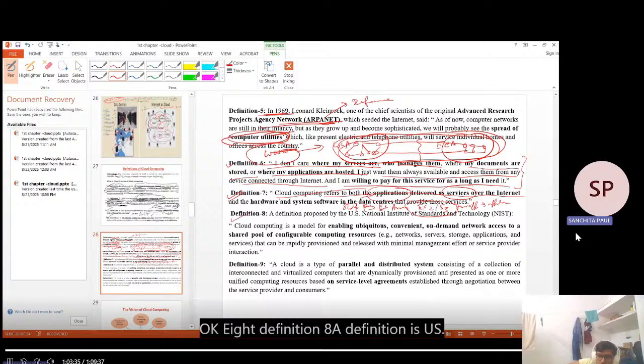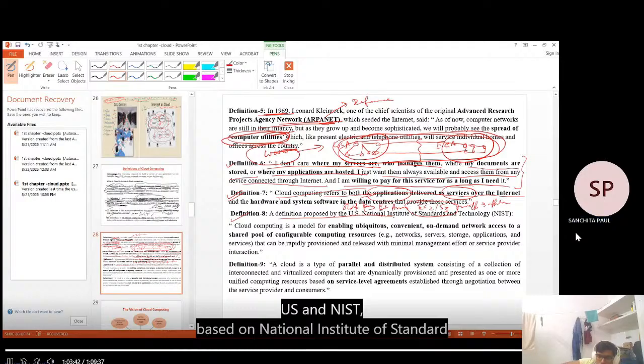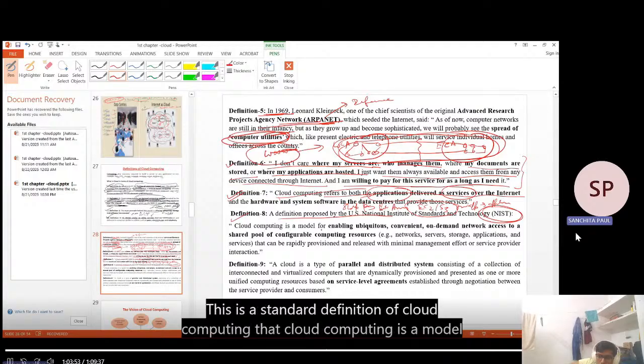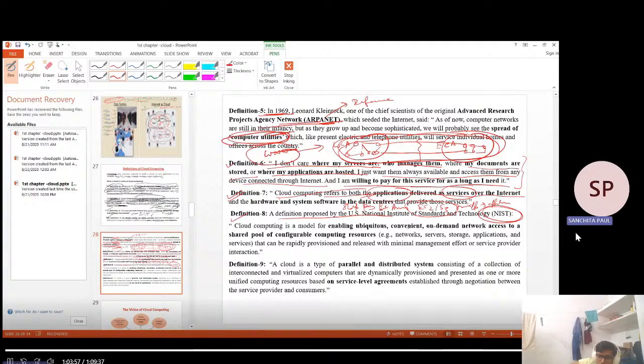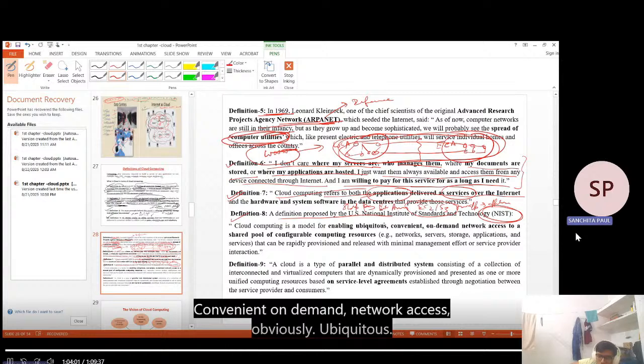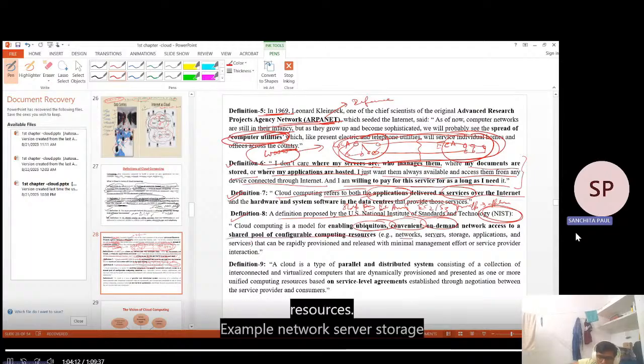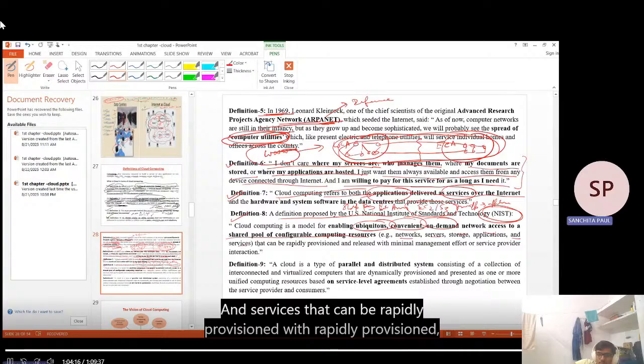Okay. Definition 8. A definition is from the US NIST, the National Institute of Standards and Technology. This is the US National Institute of Standards and Technology. NIST is a very important definition. This is a standard definition of cloud computing: cloud computing is a model enabling ubiquitous, convenient, on-demand network access to a shared pool of configurable computing resources. Example: network, server, storage, application, and services that can be rapidly provisioned.